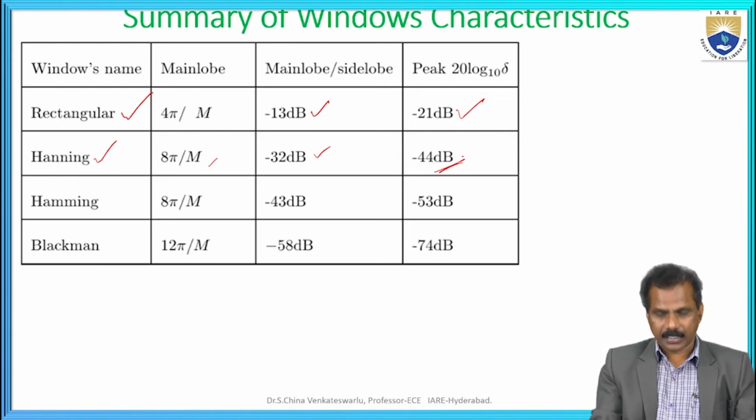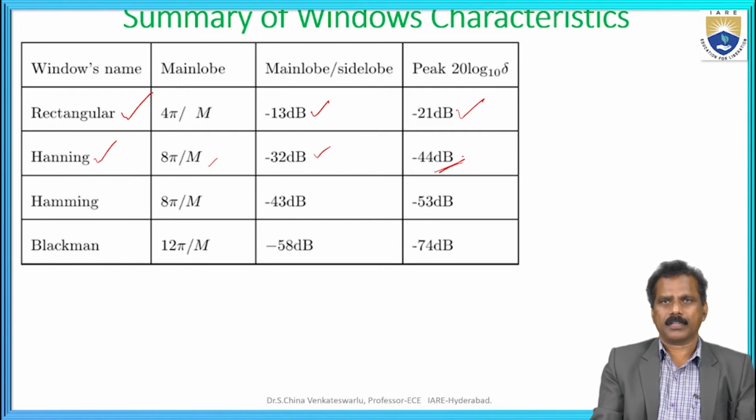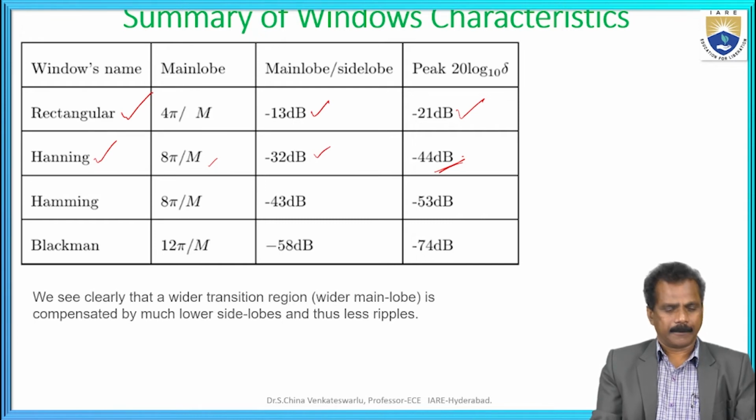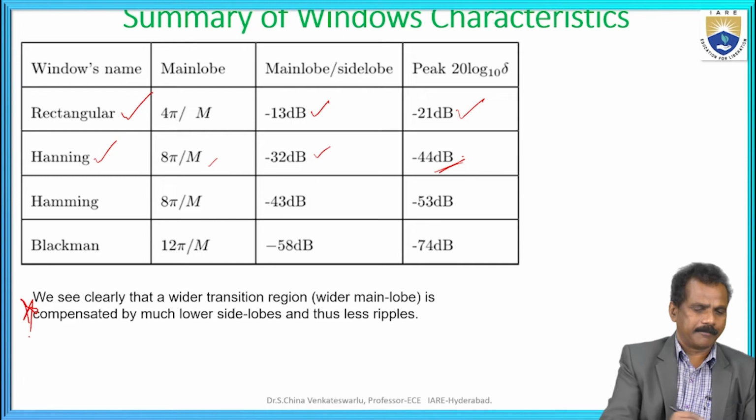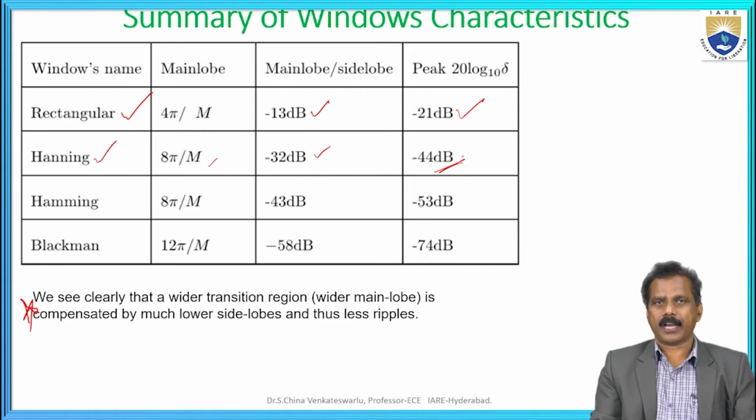These are the major characteristics by which we can decide which one is suitable for our optimum design, so that the number of errors is reduced. You see clearly that the wider transition region, the wider main lobe, is compensated by much lower side lobes and thus less ripple. Based on this concept, we can choose either the rectangular window or the Hamming or Blackman windows.